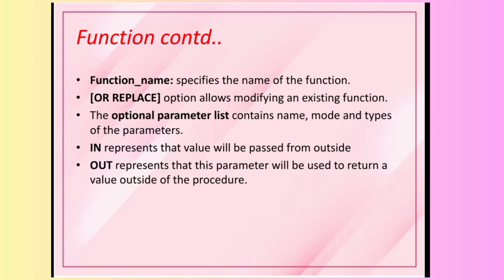So while creating the function, we specify the function name. Suppose you want to replace any existing function, then use the replace option. Parameter list is optional, and in and out parameters: in parameter represents the value that will be passed from the outside, and out represents the parameter that will be used to return a value outside of the procedure.